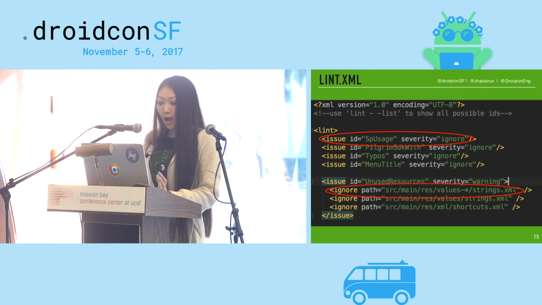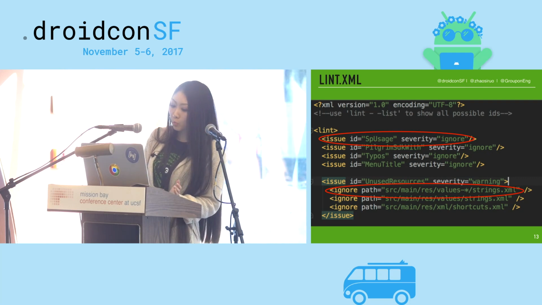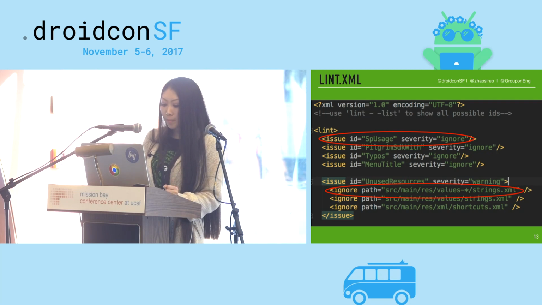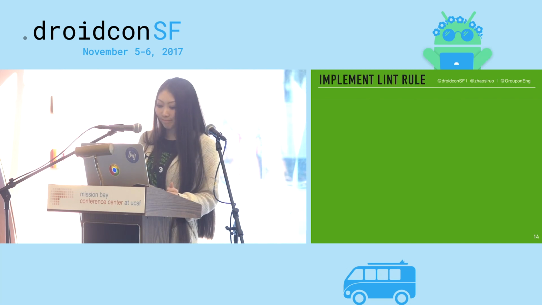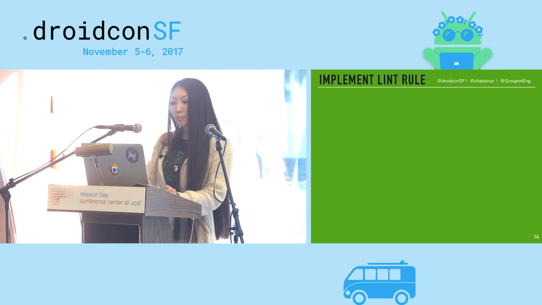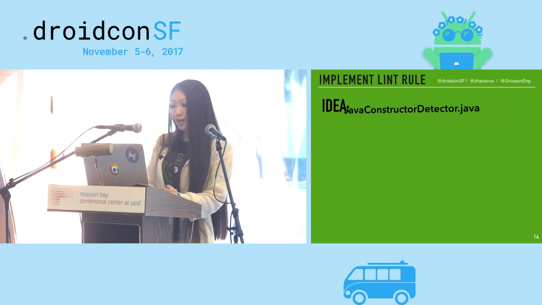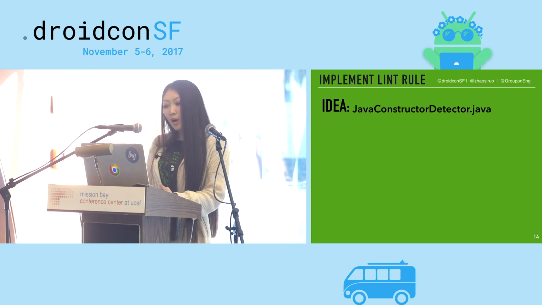So, of course, custom Lint rules can be configured just the same way as the built-in ones. And now let's write one. Today, we're going to implement the Java constructor detector. The idea comes from item 2 of Effective Java.